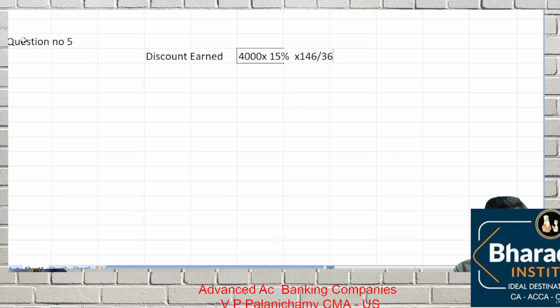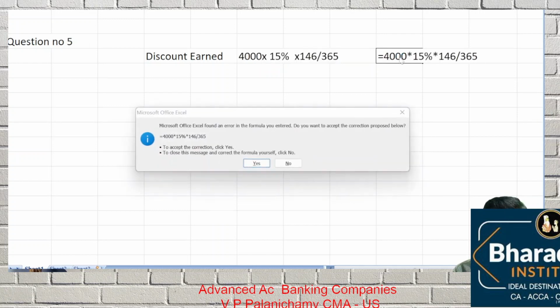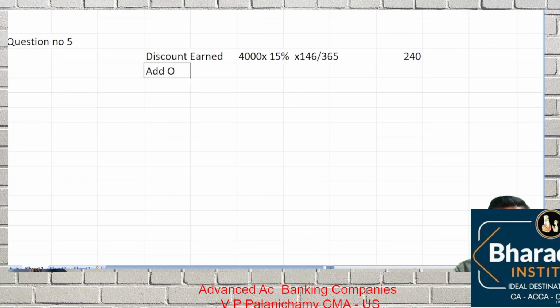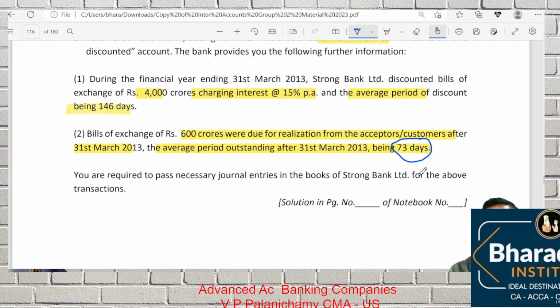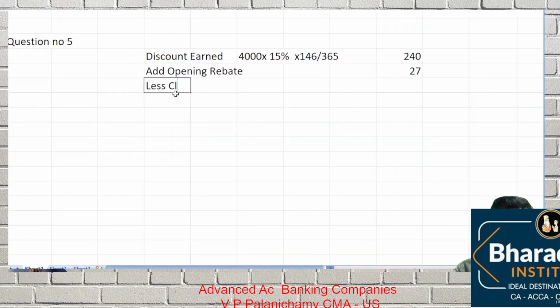4,000 into 15% into what is the average time period of discounting? 146 by 365, 240 crores. Add opening rebate on bill discounted. What is the opening rebate on bill discounted given? 27 crores. Less closing rebate. Closing rebate outstanding after 31st March is 73 days. So 73 days for the closing rebate. So 600 crores into 15% into 73 by 365.